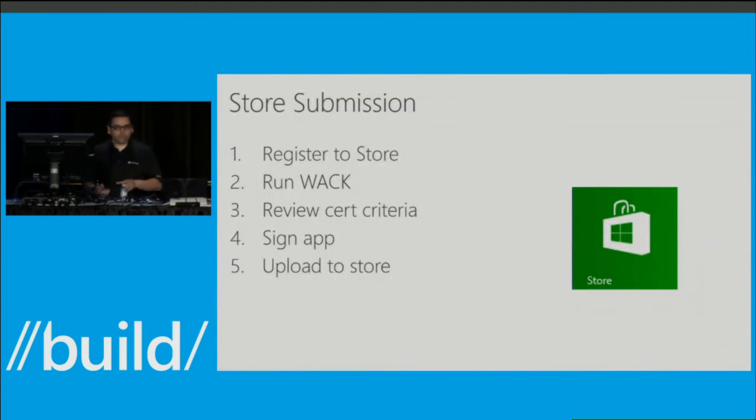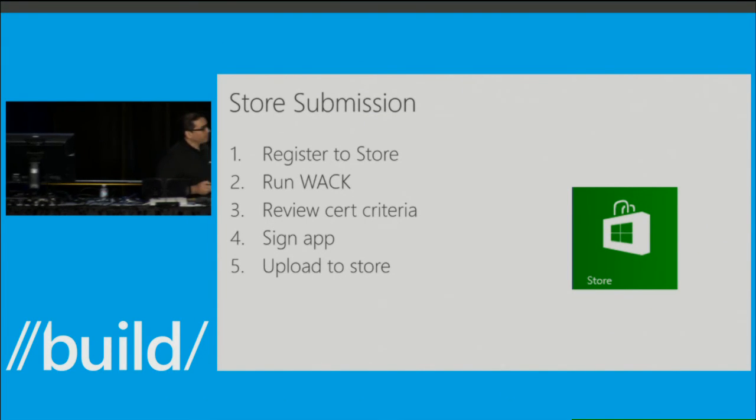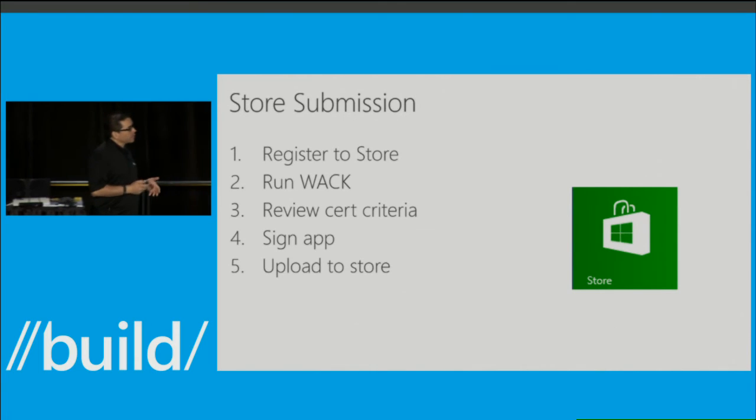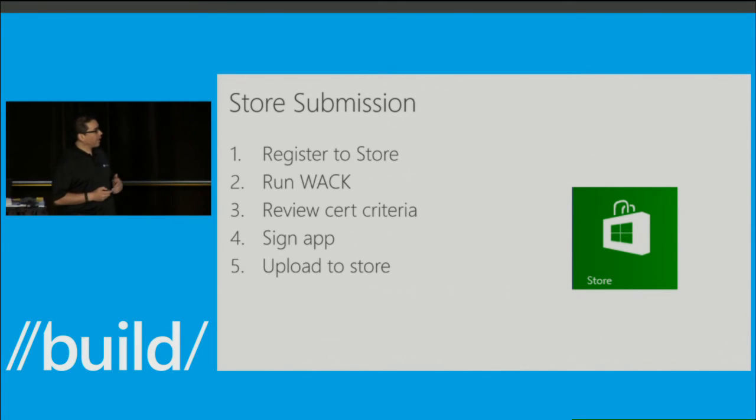But I want to talk to you about the APIs and what a store submission kind of looks like, right? And I see that it's going to be kind of a 5-step process. You're going to register to the store. You're going to run a tool called WAC, which I'll show you in a minute. And then you're going to review your certification criteria or the guidelines, and then sign your app and upload to the store. Registering to the store is not interesting because you just go to a website. It's no different than when you get out of Apple, right? You go to a website. So I skipped that step here.